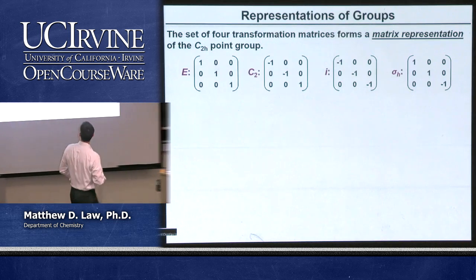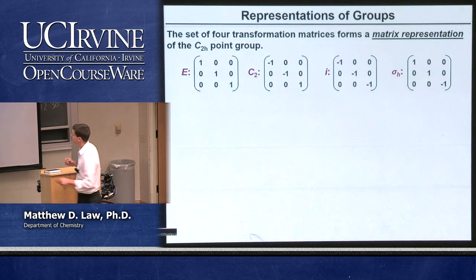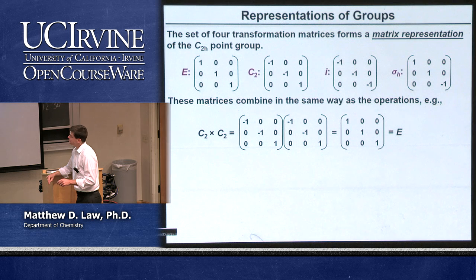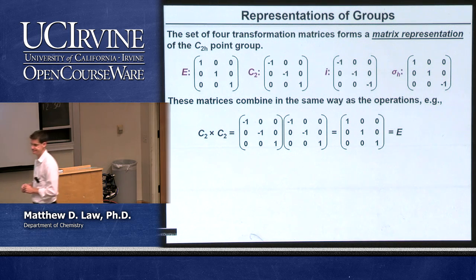Okay? So here they are. Here's the 4 transformation matrices, and we have about 5 minutes, so we should be able to reasonably describe this. So here's for the identity, here's for C2, here's for inversion, and here's for the reflection. Okay. One of the things that we can immediately do is show that matrix multiplication gives us the exact same answer that we know intuitively if we multiply 2 of these operations together.